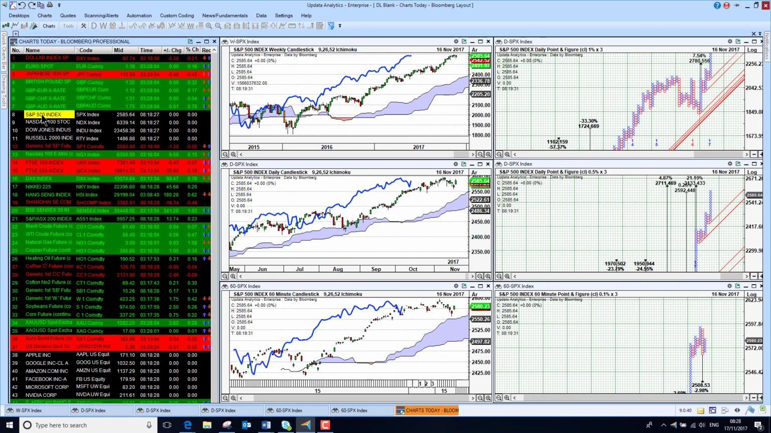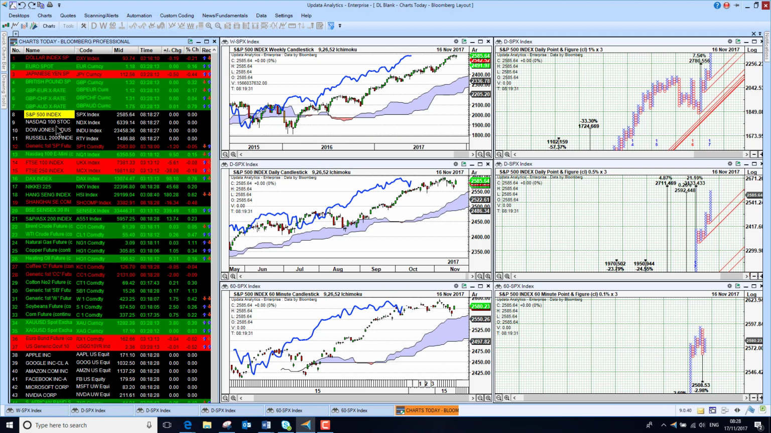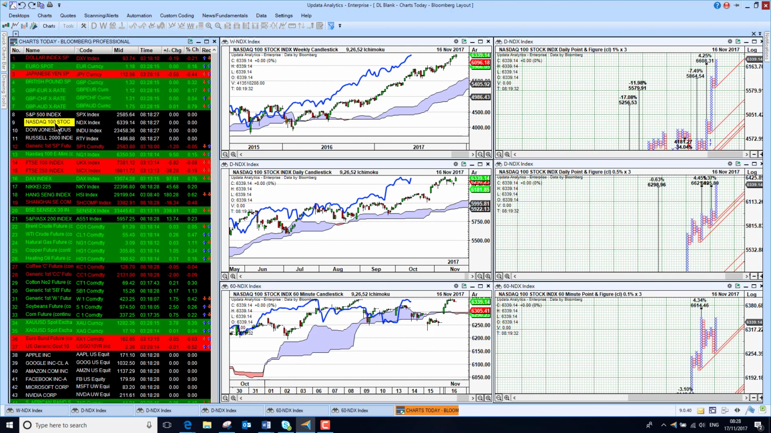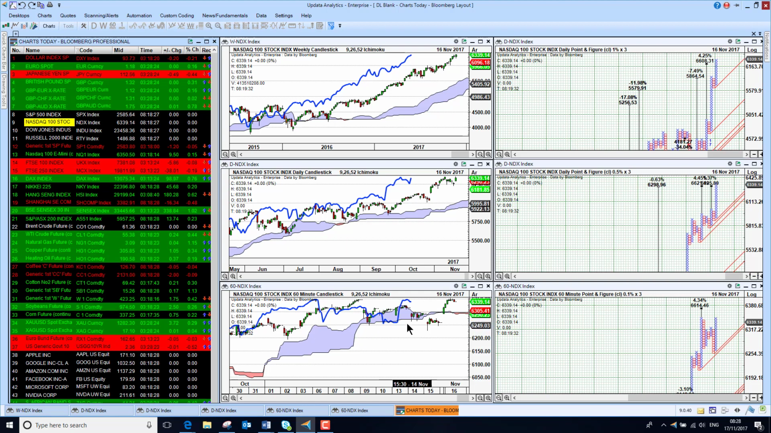The S&P 500 index held steady overnight. We see here on the weekly cloud we're still very bullish on all three time frames. And the Nasdaq index made a new all-time high overnight. The Nasdaq 100 not quite making it to a new all-time high, but looking bullish on all three time frames.